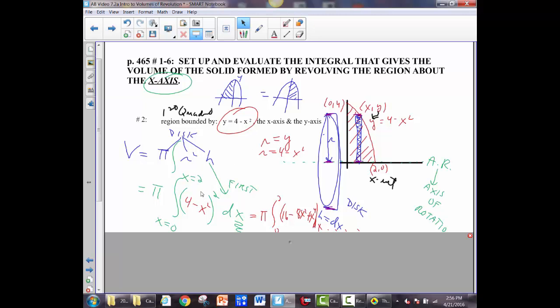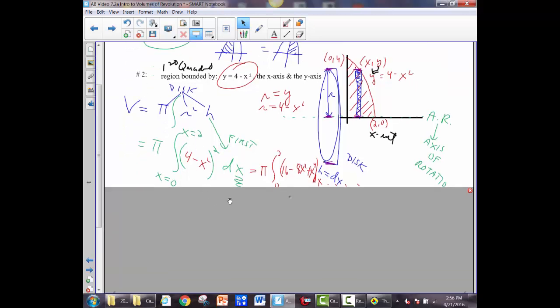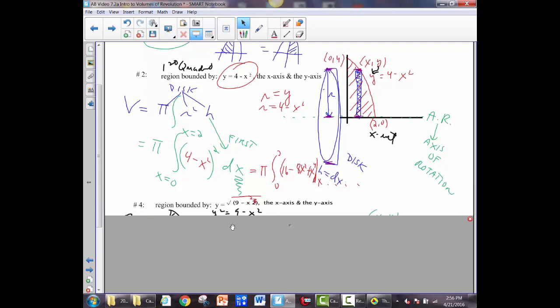So h is dx. The radius is actually y, but what is y equal to? y equals 4 minus x squared. It has to be all in terms of x. Don't forget the square. And the left border is x equals 0, right border is x equals 2. Do not forget the pi. And then you're going to integrate, etc., etc.